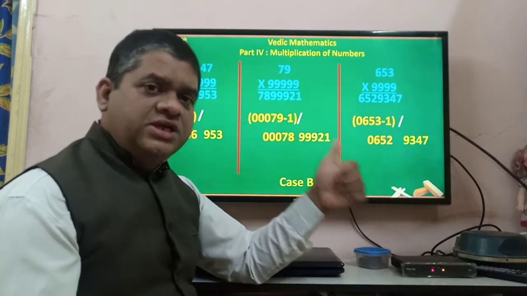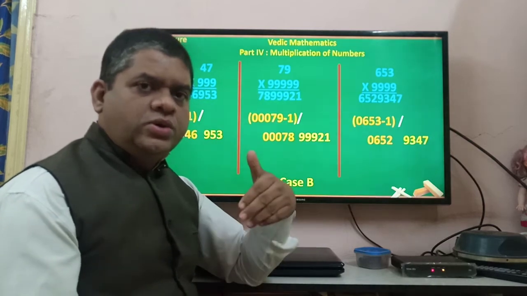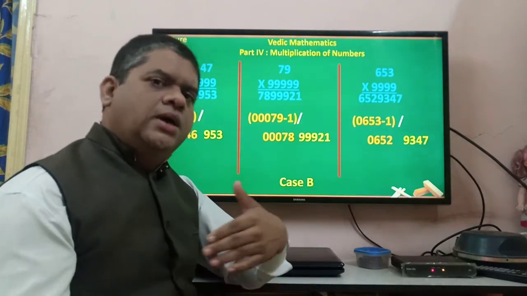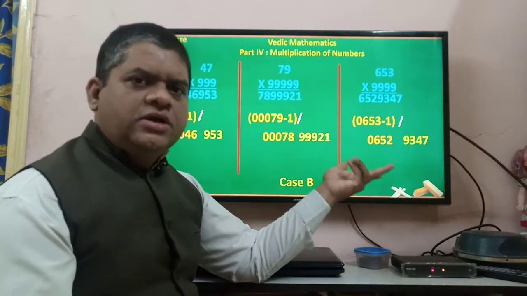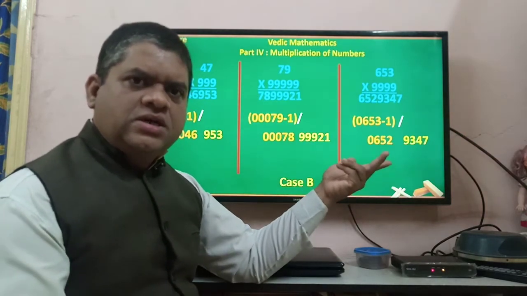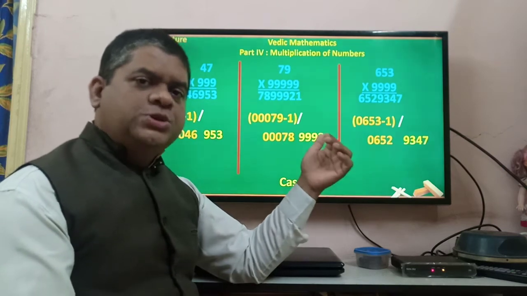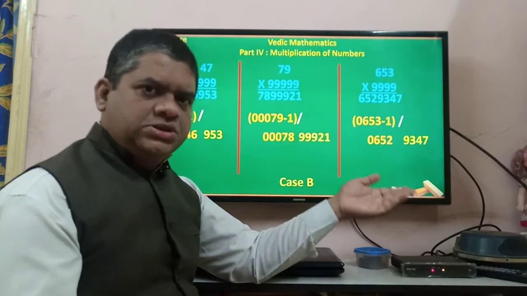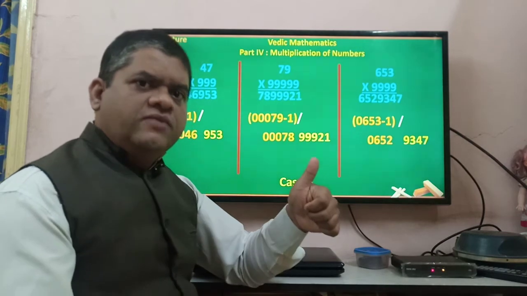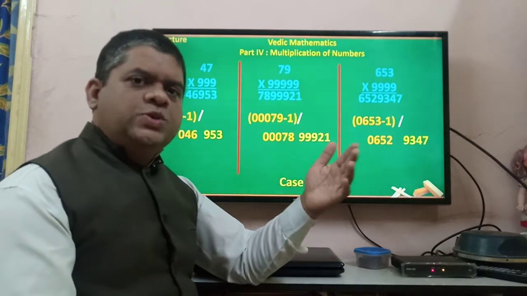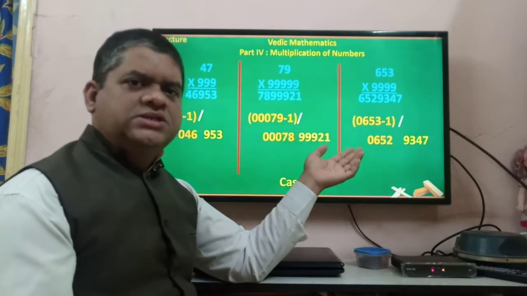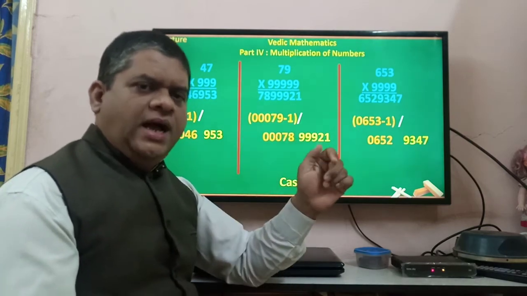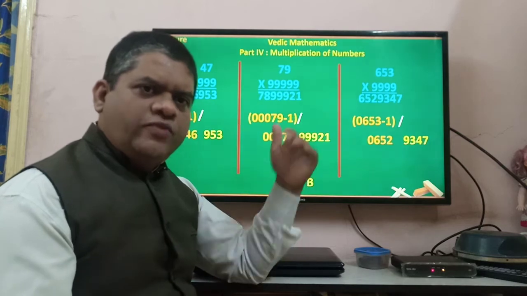But study this. There are some more typical cases which you can solve like this within 1 or 2 seconds. That we are going to study in our next session. Some very interesting formulas I am going to tell you, which will help you to get the answers of such multiplication in very quick time. And that is the typical advantage of Vedic mathematics.